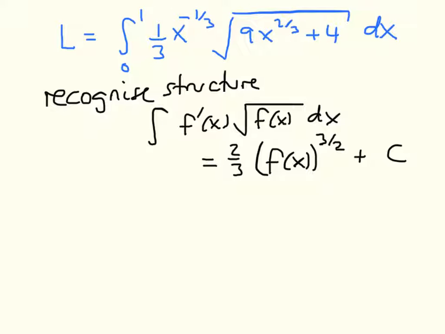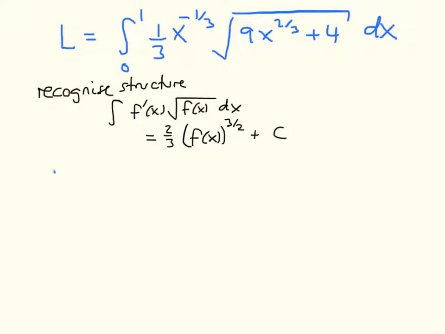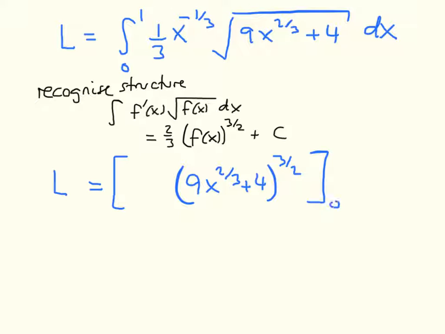So this is the structure that we have here up to numbers, and now what I'm going to do is make this a bit smaller and calculate this integral. So our arc length is going to be this function integrated, and it is going to be 9x to the 2/3 plus 4, all to the power of 3 halves, evaluated between x is 0 and x is 1, which are just the limits there.